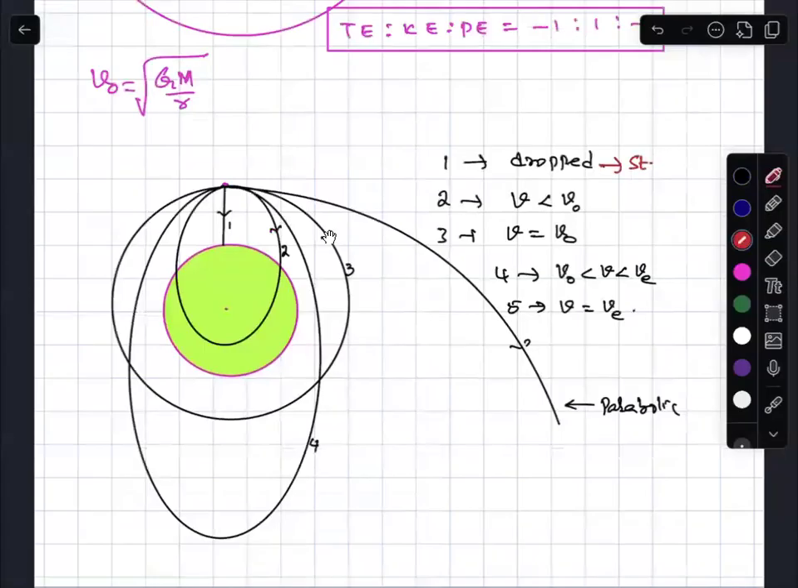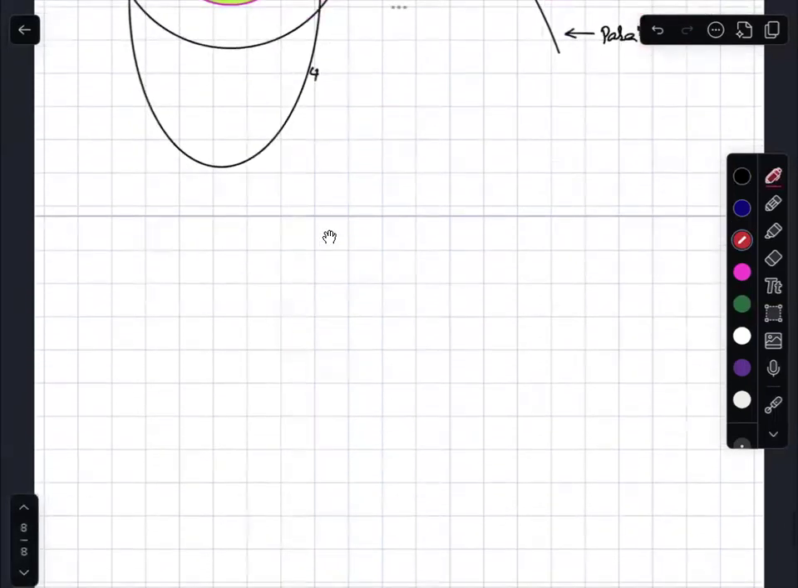So, in case of dropping, it followed what path? Straight line path. In this case, ellipse. In this case, circular. In this case, ellipse again. In this case, parabolic. Those are the different paths that will be taken by that object. Now we will focus on the escape velocity. What exactly is the escape velocity?